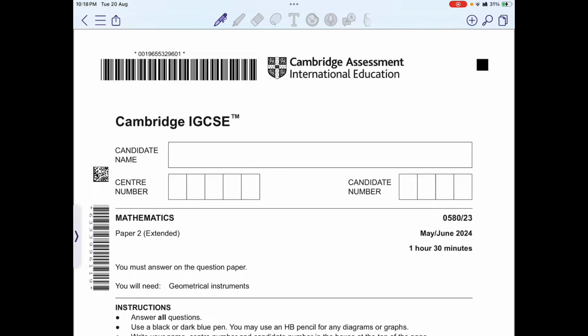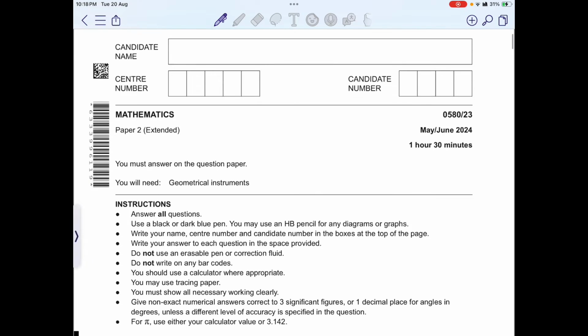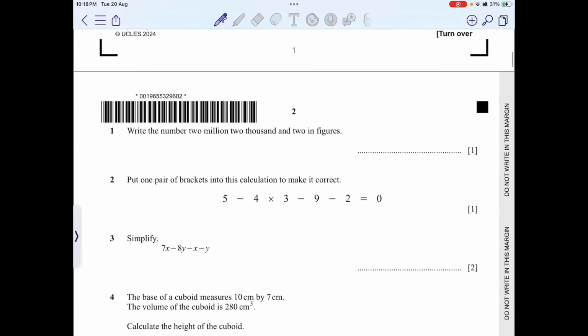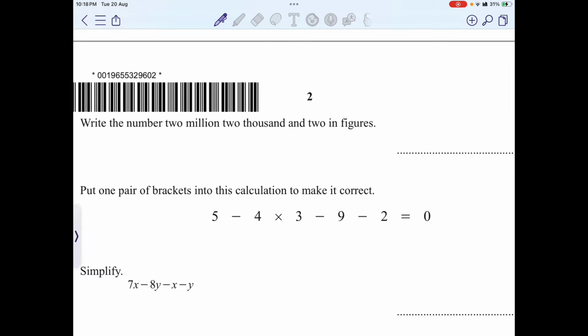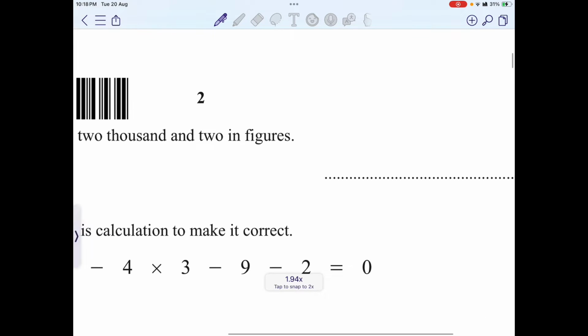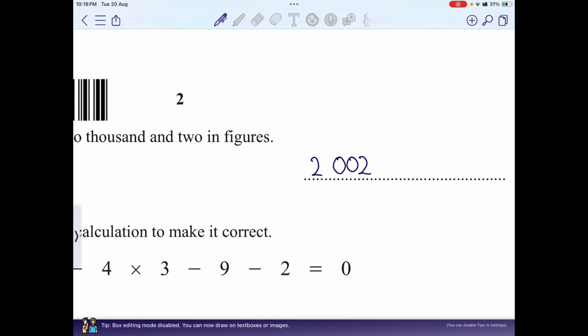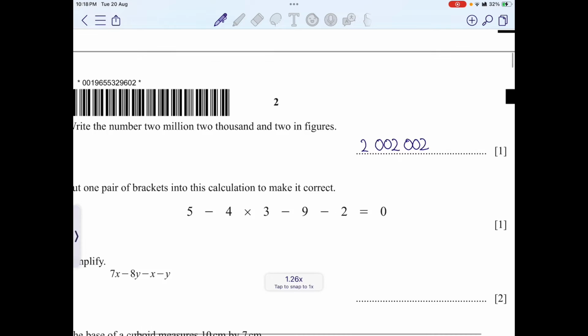Now let's move on to the first question that we have got today. Paper 2-3 from May-June 2024, and this paper is 70 marks, just in case you don't know. So the first question we've got here is write the number 2,000,002 in figures. A pretty easy question for 1 mark. 2 million. So basically a million is followed by 6 zeros, then we have 2000, and then we're just going to put another 2. That's how it's supposed to look. Alright, I hope this is clear.